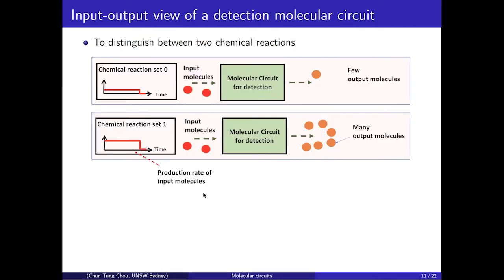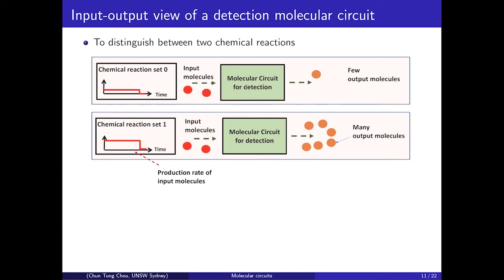Now, what I want to present to you is an input-output view of what a detection molecular circuit may look like. The problem that we want to consider is to distinguish between two chemical reactions. Let's focus on, say, we do build molecular circuits that allow us to distinguish between two chemical reactions. What will it look like? One point of view is we think about these circuits from an input and output point of view. You can think about that there are some input molecules.